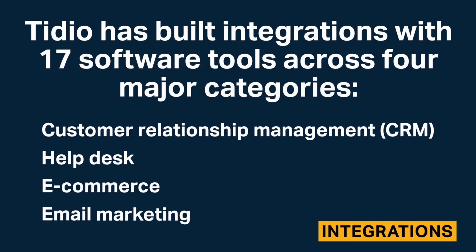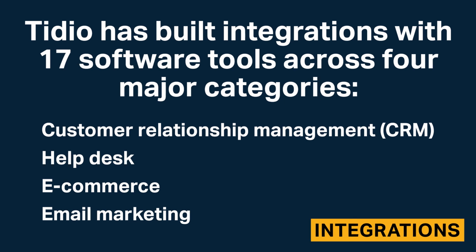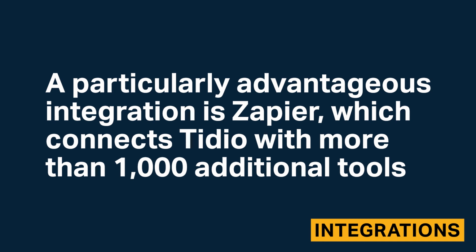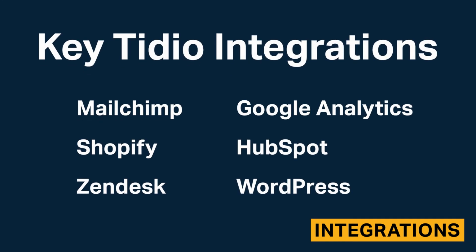Tidio has built integrations with 17 software tools across four major categories: customer relationship management, help desk, e-commerce, and email marketing. A particularly advantageous integration is Zapier, which connects Tidio with more than 1,000 additional tools. Examples of some key integrations are Google Analytics, HubSpot, MailChimp, Shopify, and Zendesk.